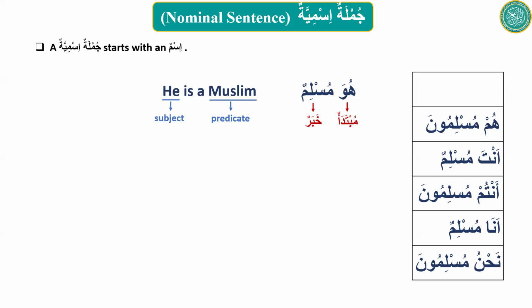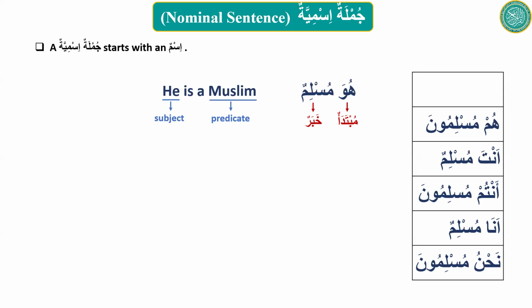Second question: what is the status of huwa here? Rafa, nasab, or jar? Does anybody know? Brother Ahmad. Assalamu alaikum. It's always in Rafa status. How do you know? Because it's a detached pronoun. Very good. It is a detached pronoun and it is Rafa. So what we know about huwa, which is a mubtada, is that it is a proper noun and it is in Rafa status.